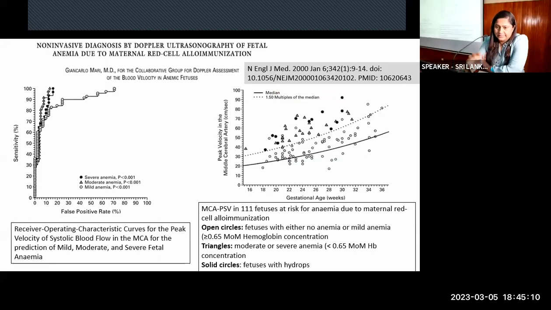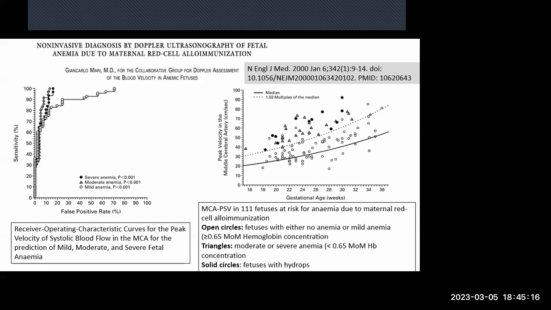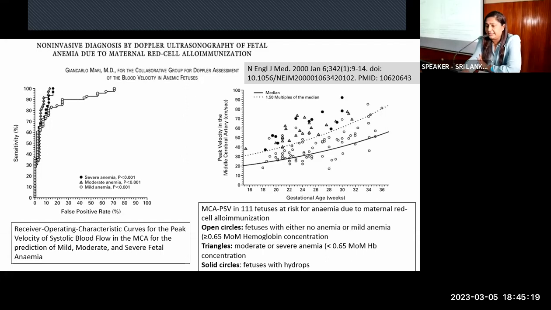So this is a study published in the New England Journal of Medicine in 2000, which looked at MCA peak systolic velocities in 111 fetuses at risk of anemia due to maternal red cell alloimmunization. You can see the open circles are those fetuses with either no anemia or mild anemia, while the triangles are those with moderate or severe anemia. And the solid circles are those fetuses with hydrops. The dotted line is where it is above 1.5 multiples of the median. You can see most of the fetuses with moderate to severe anemia fall above that.